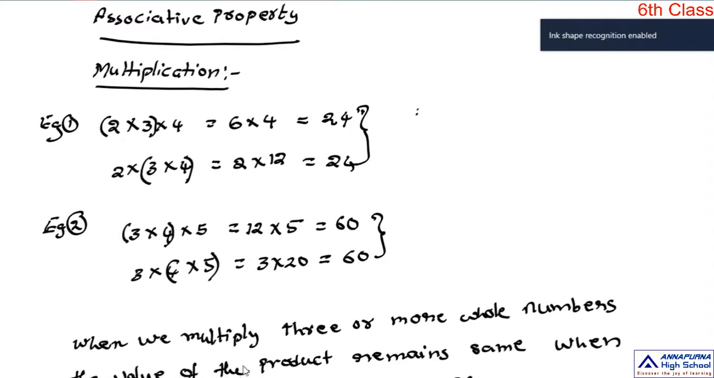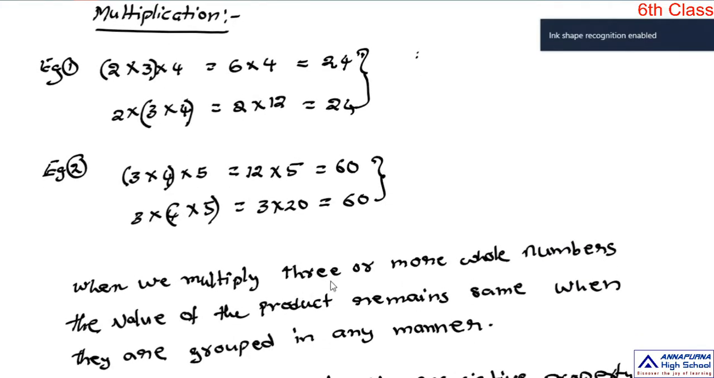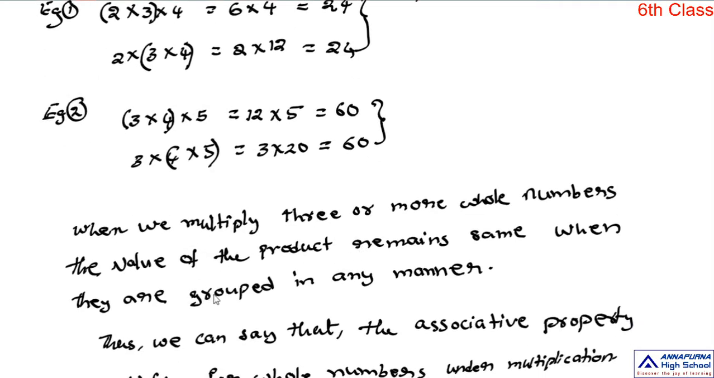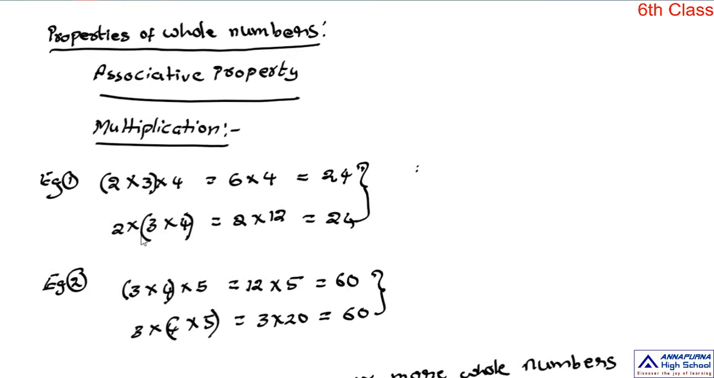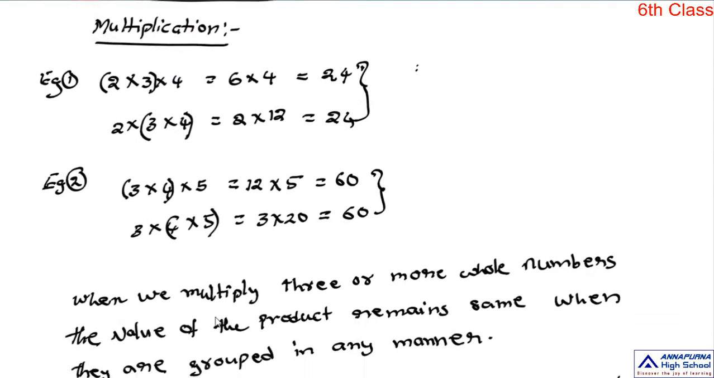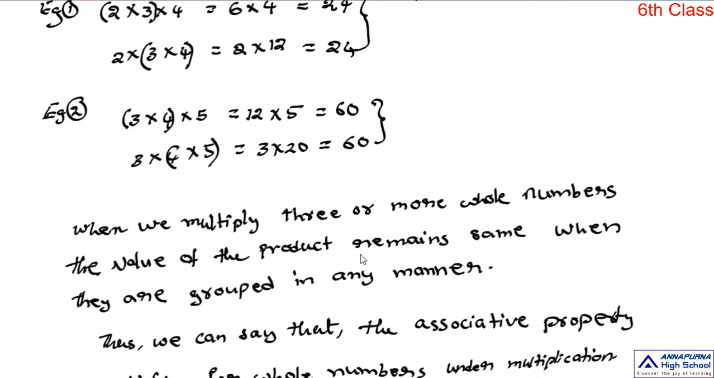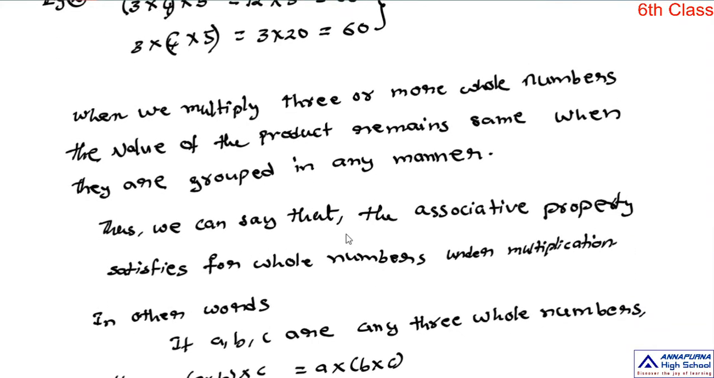Here when we multiply 3 or more whole numbers, the value of the product remains the same when they are grouped in any manner. This is called the associative property under multiplication. Thus we can say that the associative property is satisfied for whole numbers under multiplication.